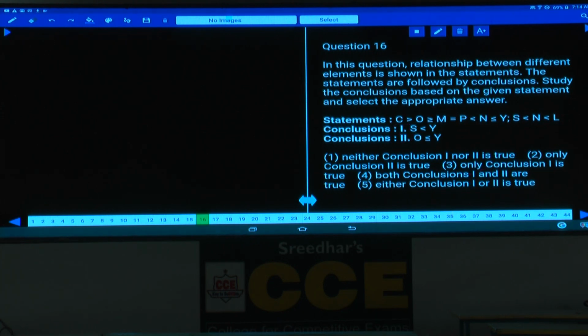Then question number 16, now the relation between S and Y. Now in this one, S lesser than N, N lesser than or equals to Y. Now between S and Y, which symbol is common? Only lesser than is common. Hence S lesser than Y, definitely true. Then coming to the next one, O and Y. Now between O and Y, this is greater than, this is lesser than, two opposite symbols, so that cannot be drawn. Hence what is your answer here? Only conclusion 1 follows, that is choice 3. Now question number 16, choice 3.